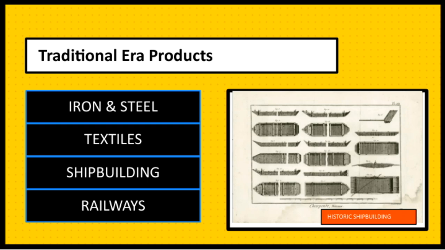The textiles industry was also a major player, providing clothing and fabrics that fueled economic growth. Iron and steel, of course, formed the backbone of many of these industries, enabling the construction of ships, railways, and machinery. Together, these industries represent the foundational products of the traditional era that helped shape modern industrial development.